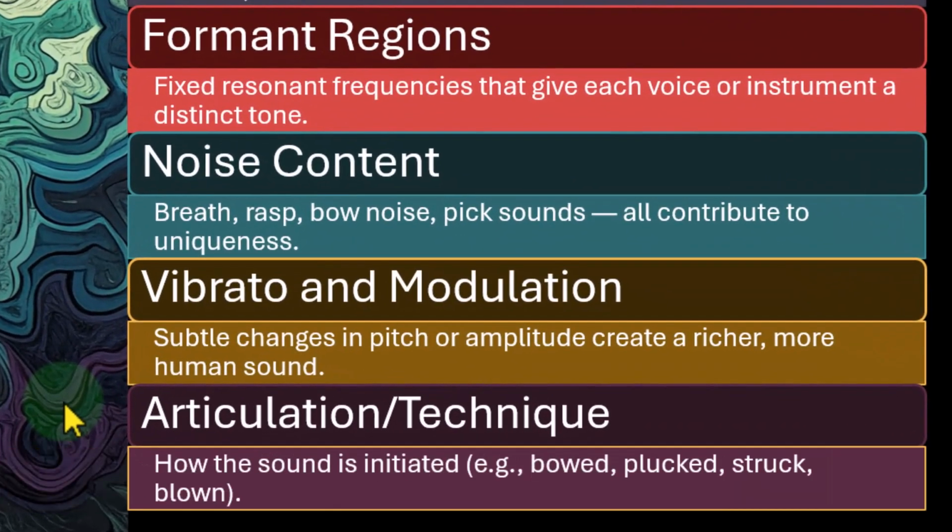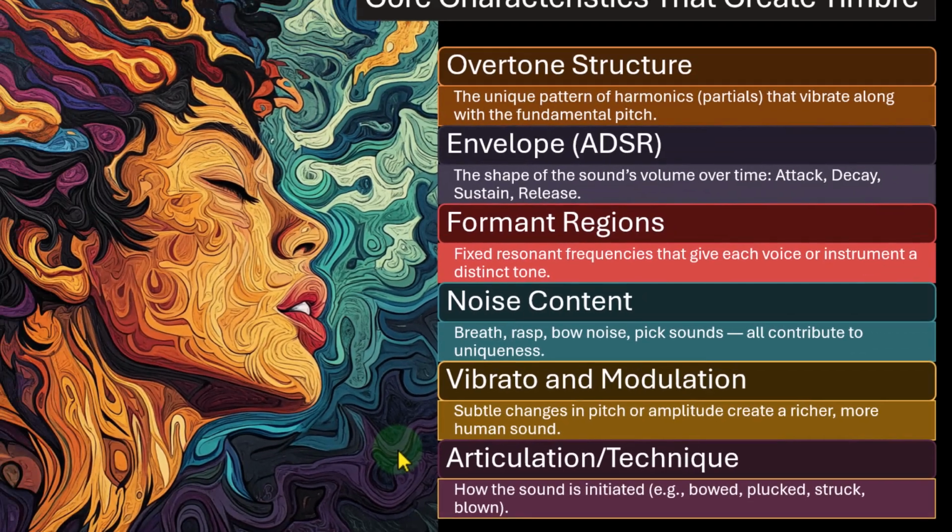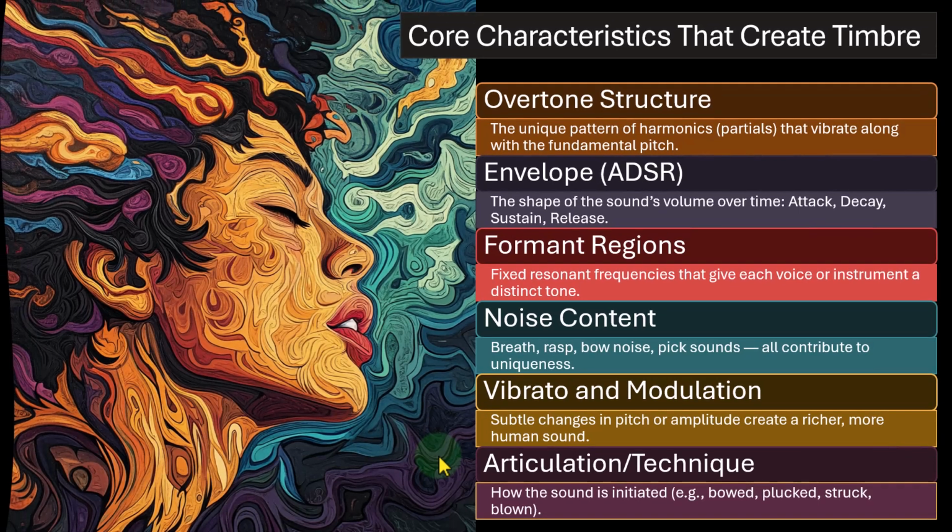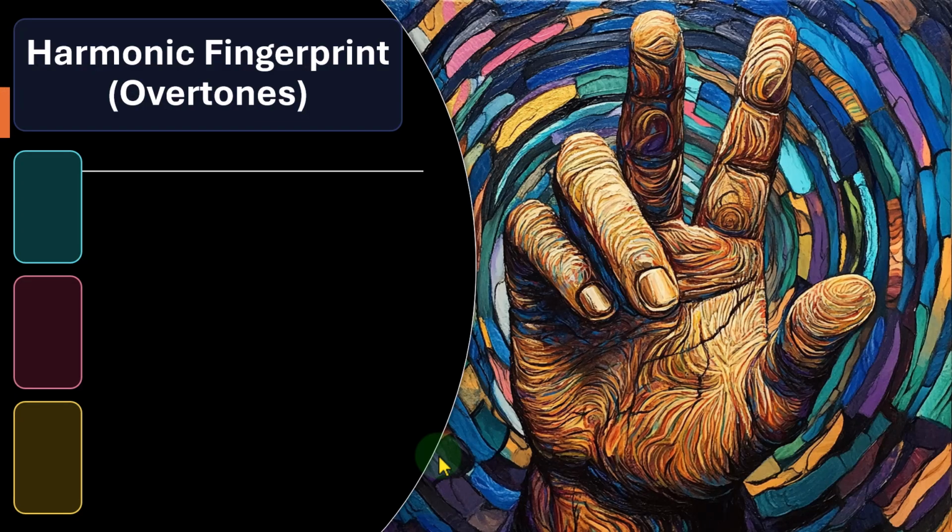Articulation technique: how the sound is initiated, is it bowed, plucked, struck or blown? So what kind of instruments are we basically talking about here? We're primarily going to be looking at the guitar when we get into understanding the music theory in more general terms. But obviously most of this is going to apply to different instruments as well, and so you can get a broader context from that.